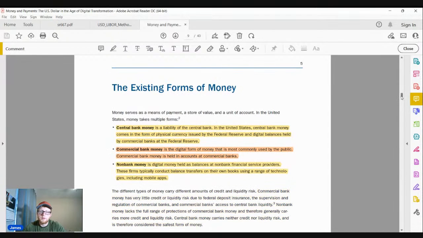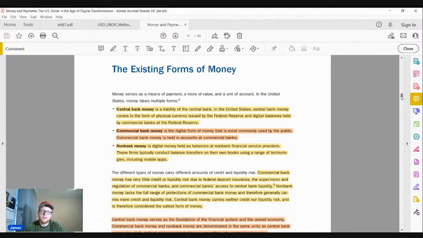So this is where we're talking about the existing forms of money that we currently have, right? Central bank money is the liability of the central bank, so of our Federal Reserve. That comes in two main forms, and this is also considered the monetary base, base money, M0, whatever you want to call it. So central bank money again is a liability of the Federal Reserve.